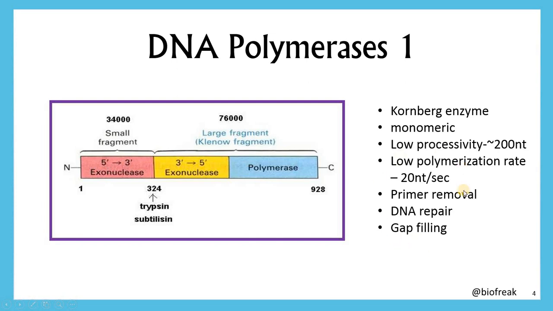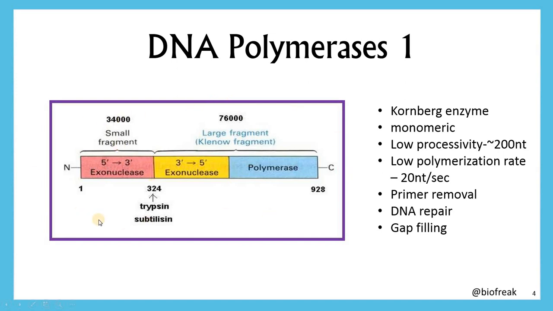These three activities lie on three different domains of the 928 amino acid long residue chain of DNA polymerase 1. The first one is 5'-3' exonuclease activity, which is also involved in primer removal. 3'-5' exonuclease activity is basically the proofreading activity, and 5'-3' polymerase activity synthesizes the DNA.